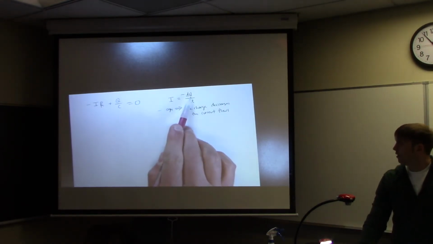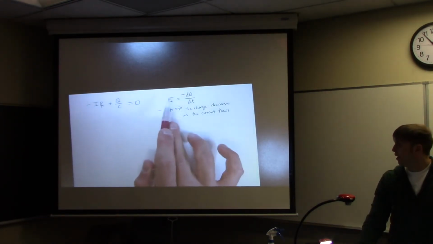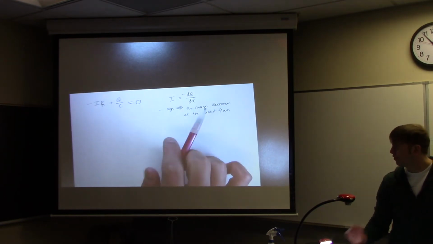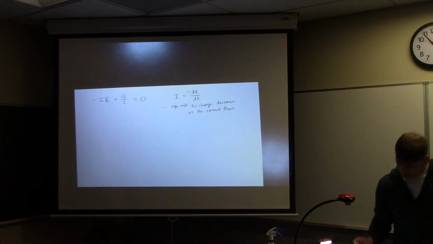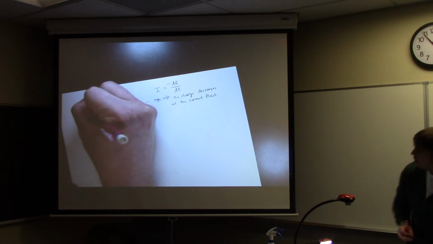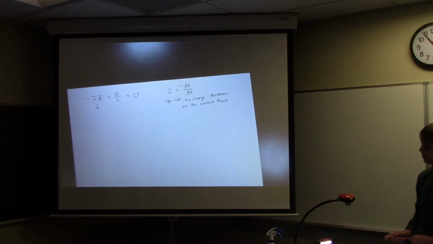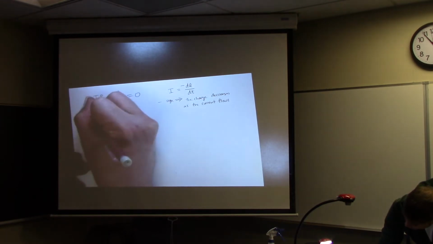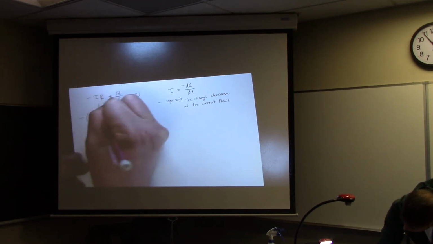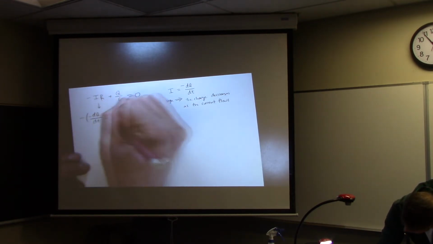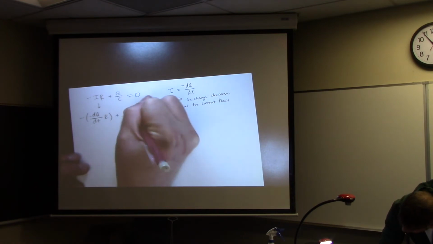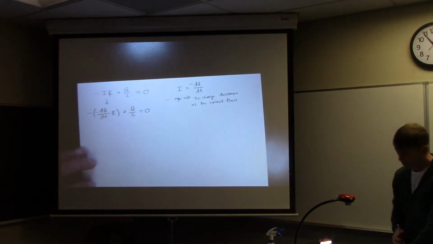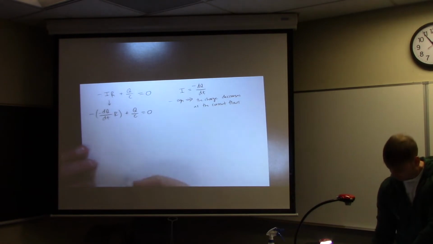So a decrease in charge gives us a positive current. They're related by a negative sign here. So let's sub in minus dq/dt in for current. And so we have minus negative dq/dt times R plus Q over C equals 0 in the loop rule equation. So we can simplify that.